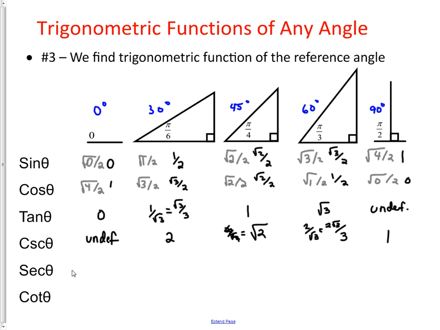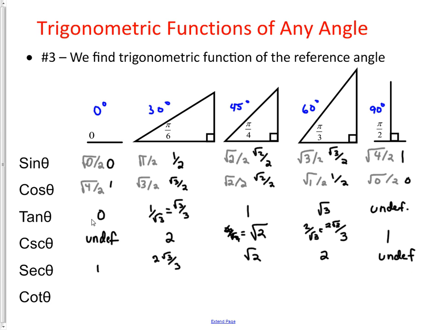Secant, we're going to do the same thing, but it will look just like this line, only in reverse. It'll be 1. It'll be 2 radical 3 over 3. It'll be square root of 2, and it'll be 2, and then undefined here. So you'll notice that's what's happening, so we're just basically reversing these lines.